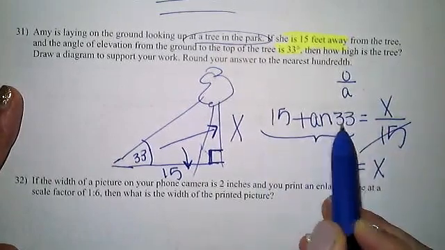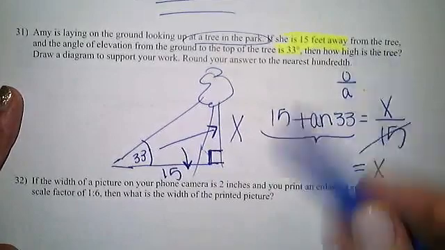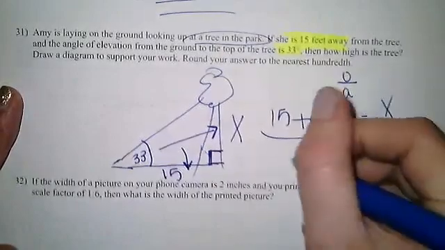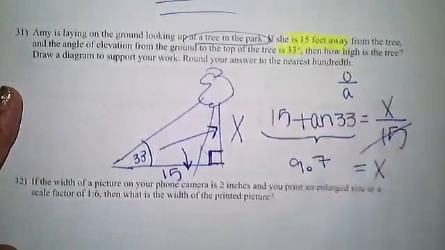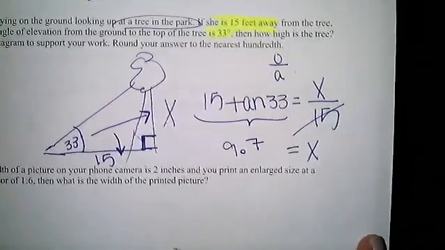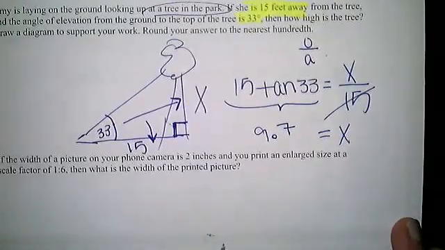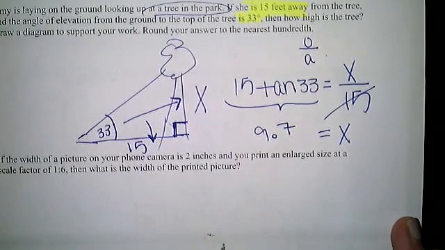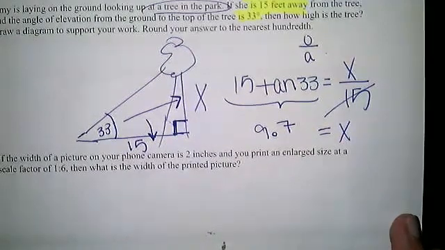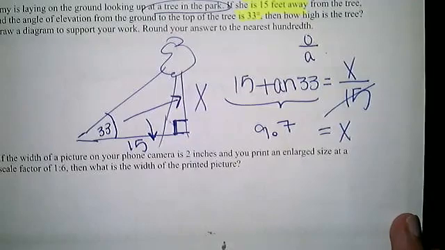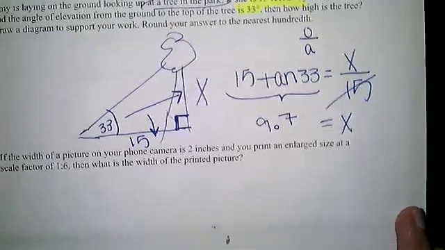15 tan 33, type it in your calculator, tell me what you get. Anybody got it? 9.7. Okay, good, beautiful. If you can't find a button, wave me down. I'll show you where the button is, okay?